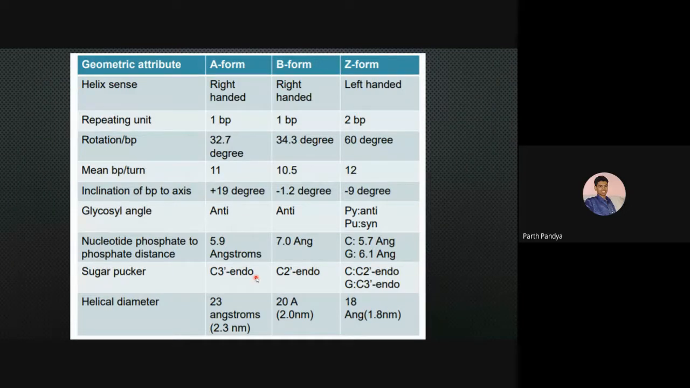Okay, and finally the helical diameter, that has also been asked: 23 Angstrom or 2.3 nanometer in case of A, 20 Angstrom or 2 nanometer in case of B, and 18 Angstrom or 1.8 nanometer in case of Z form.